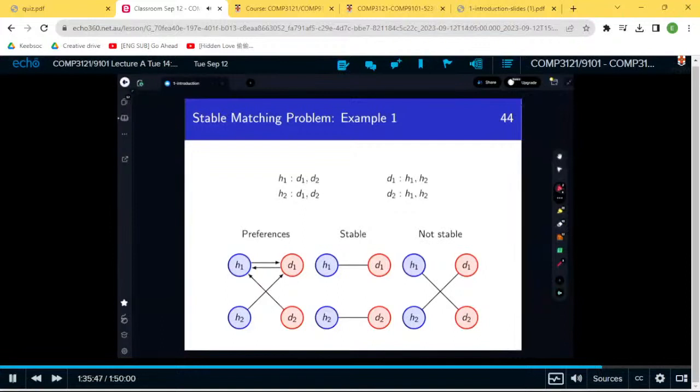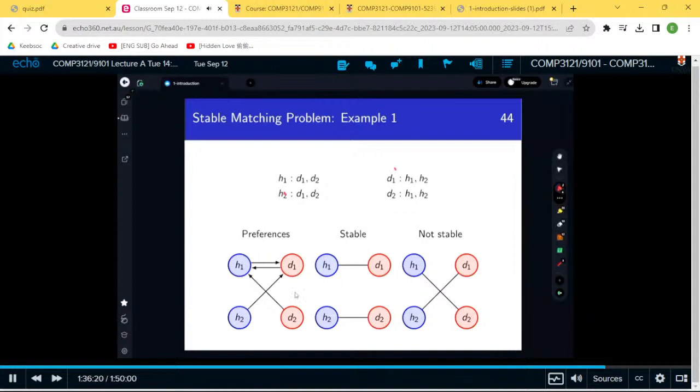So here we have an example. We have two hospitals, H1 and H2, and two doctors, D1 and D2. Hospital 1 prefers Doctor 1 over Doctor 2. Hospital 2 also prefers Doctor 1 over Doctor 2. So both of them actually prefer Doctor 1. If we look at the doctors, both of them prefer Hospital 1 over Hospital 2.